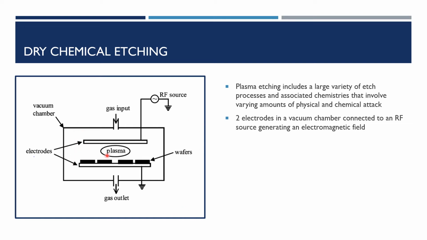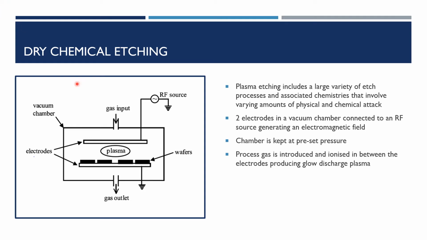As seen in the figure, it consists of two electrodes in a vacuum chamber, and the two electrodes are connected to an RF source, or a radio frequency source, and this RF source generates an electromagnetic field between the two electrodes. The vacuum chamber is kept at a predetermined pressure, and the process gas is introduced into the chamber. Now, this process gas undergoes ionization due to the electromagnetic field between the two electrodes. This produces a glow discharge plasma, that is, the plasma will be luminous in nature.